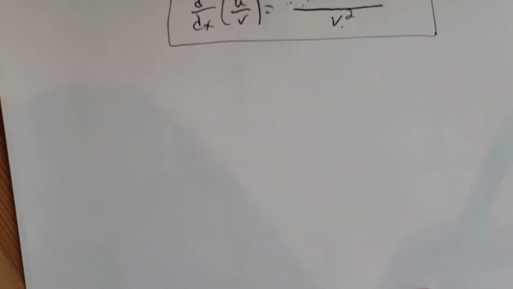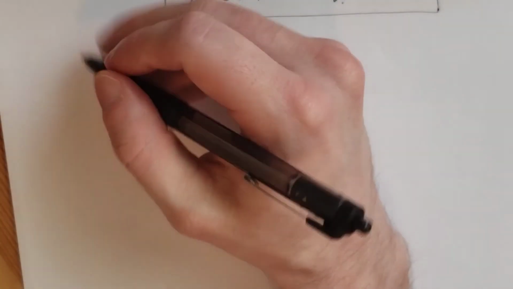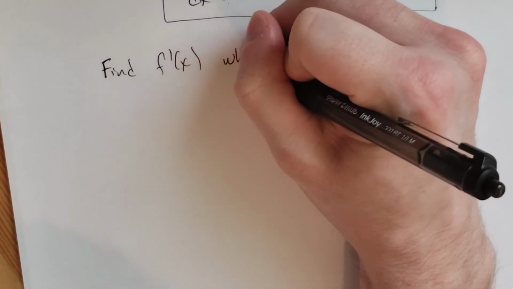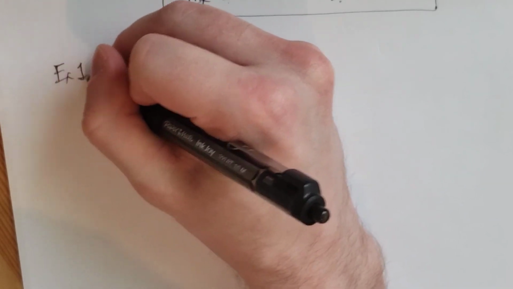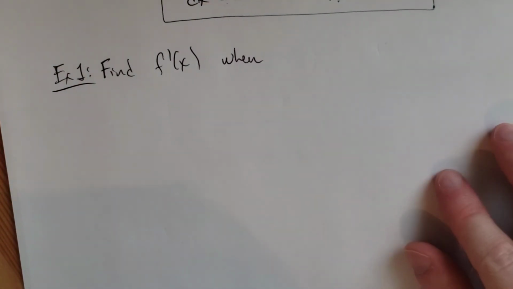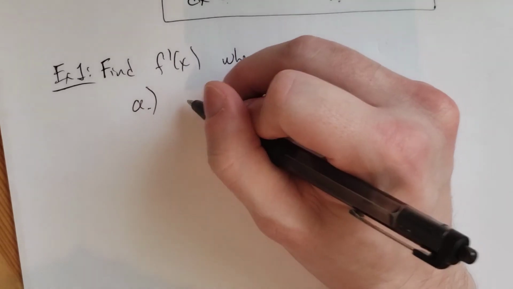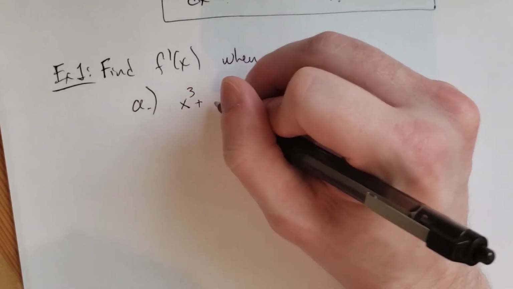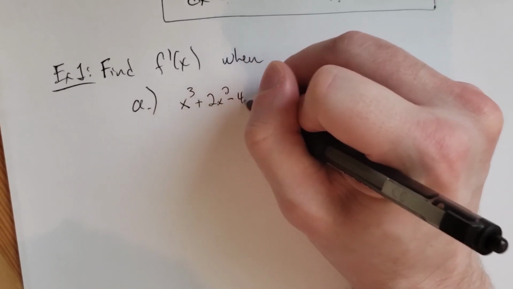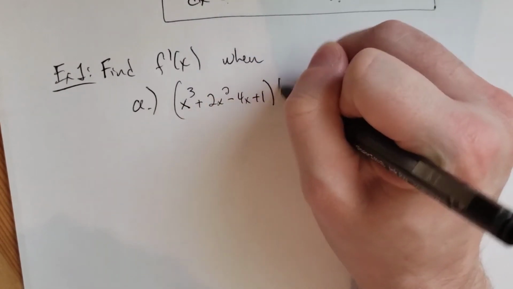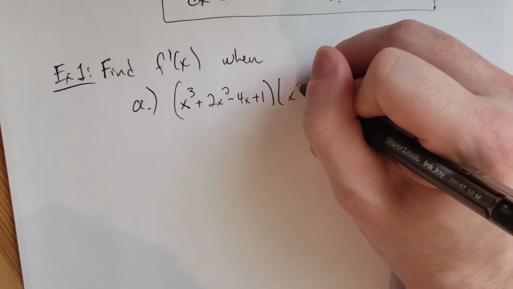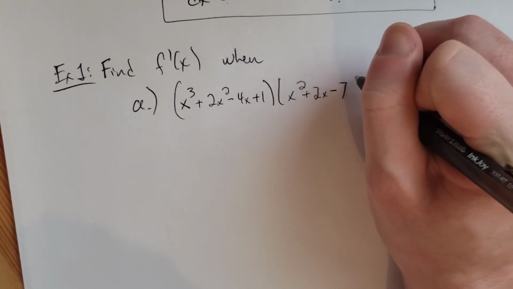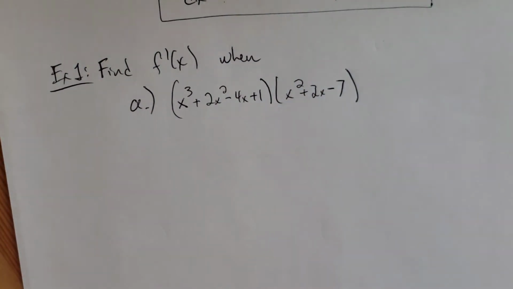Okay, and the last thing in this video is we'll just do a couple of examples. So we're going to find f prime of x when f of x is x cubed plus 2x squared minus 4x plus 1 times x squared plus 2x minus 7. What if we want to do that?